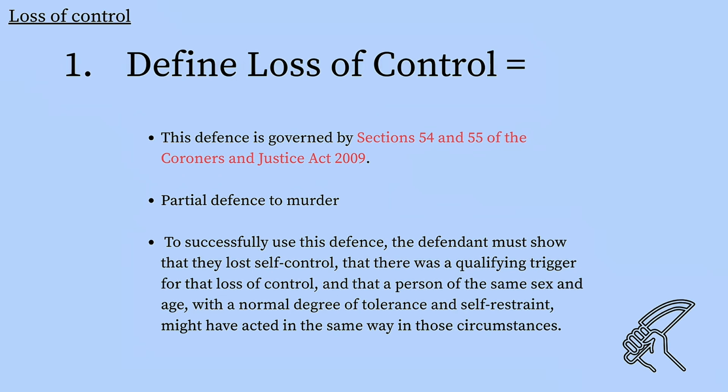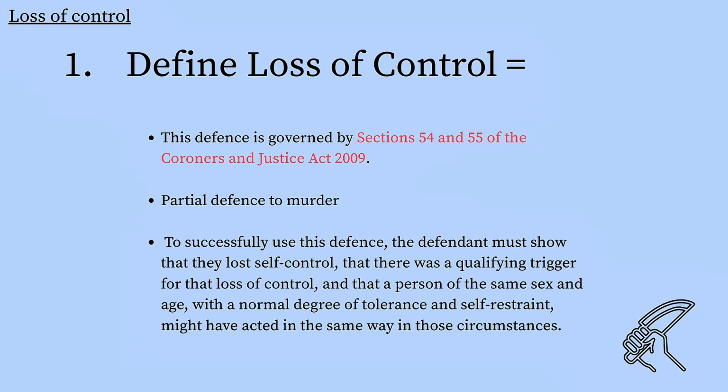So we're going to start off with loss of control. We always start off with the definition of whatever we're talking about in an exam. It helps you to understand what you're talking about, and then it just leads to a chain of thoughts. So let's define loss of control. This is a defence governed by Sections 54 and 55 of the Coroners and Justice Act 2009. It's a partial defence to murder, which we already discussed.